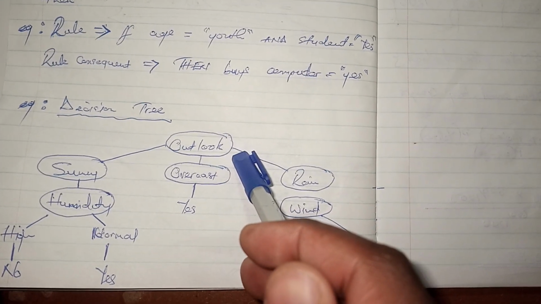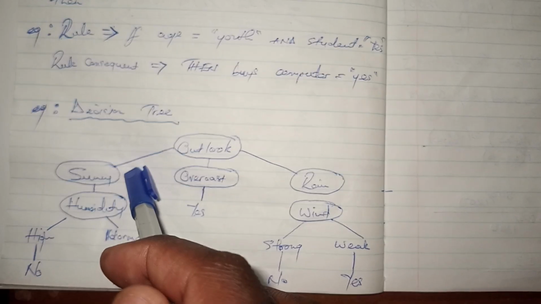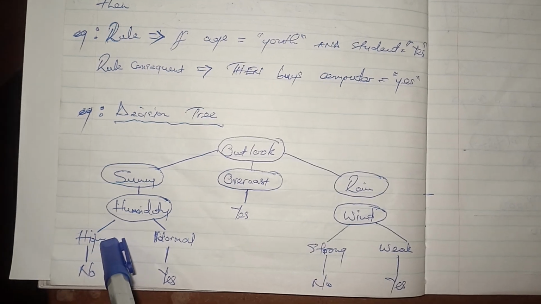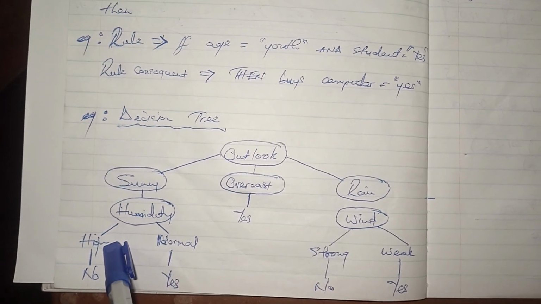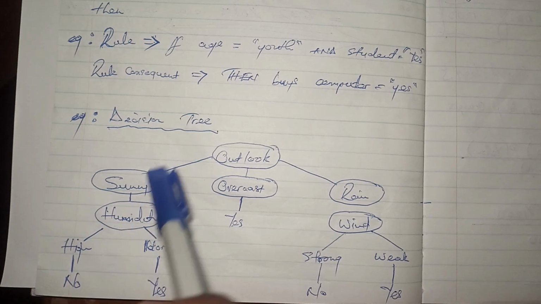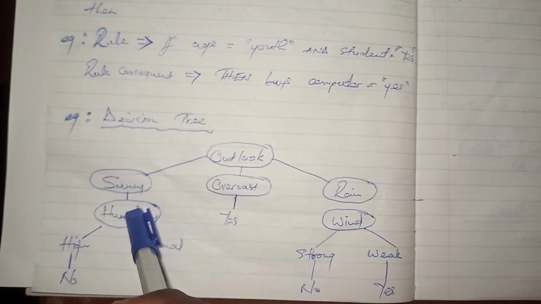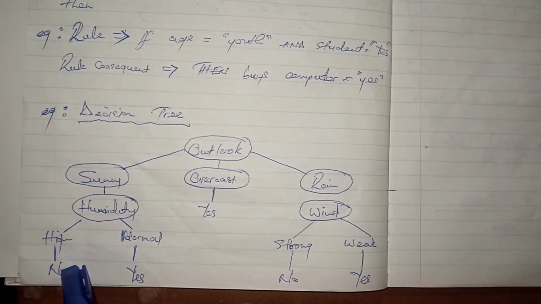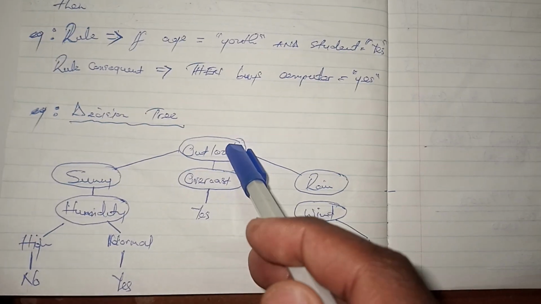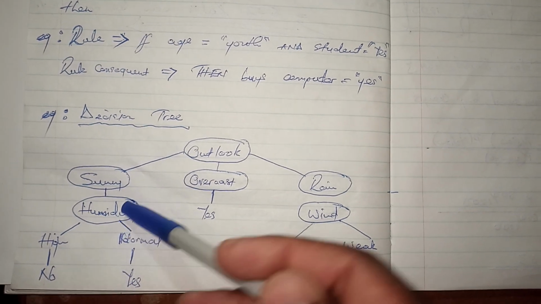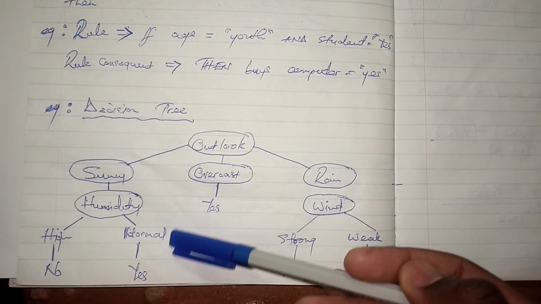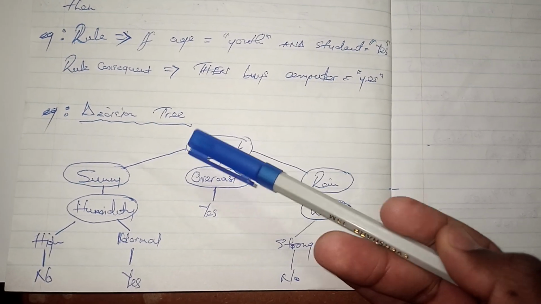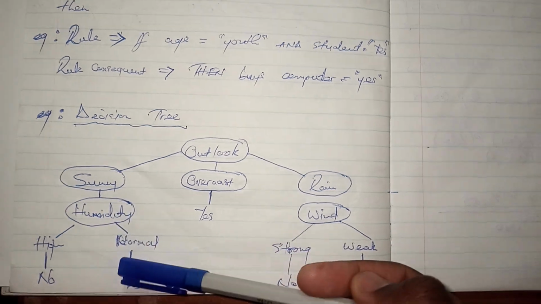If outlook equals sunny and humidity equals high, then play equals no. So we're saying if it is sunny but the humidity is high, the kid is not going outside to play. This is the first rule. The second rule: if the outlook is sunny and the humidity is normal, the kid will go outside to play. The AND is used because there are a number of conditions here, right?